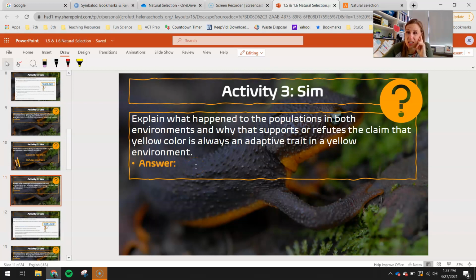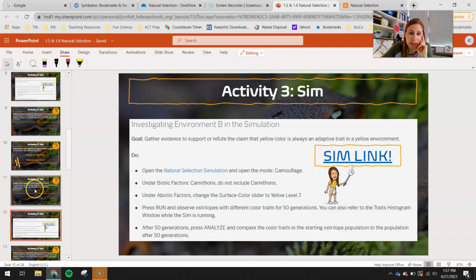So when you changed it at the beginning, it was just that normal color, and then you changed it to yellow. Okay, next part of the sim: gather evidence to support or refute the claim that yellow is always an adaptive trait in a yellow environment. So again, you're going to run that same sim, except you are going to change it to level 7, and you're not going to include carnithons.